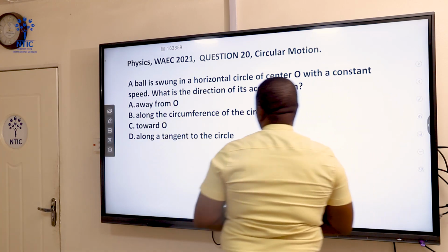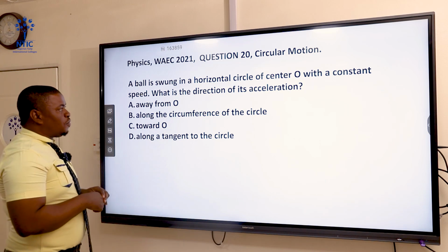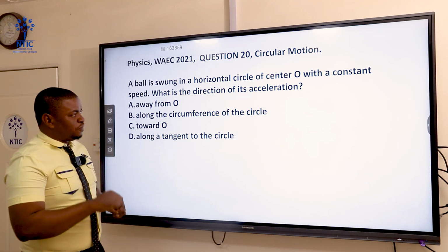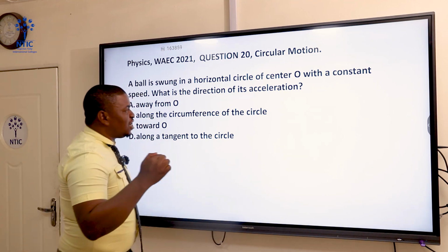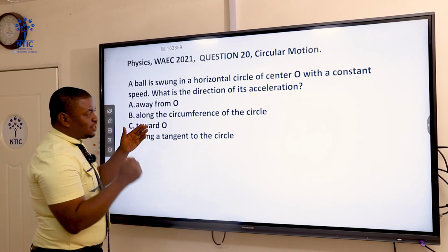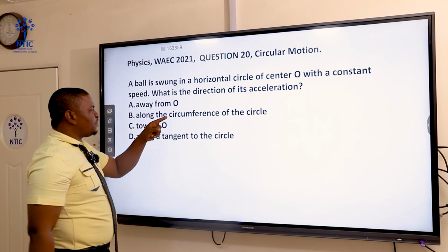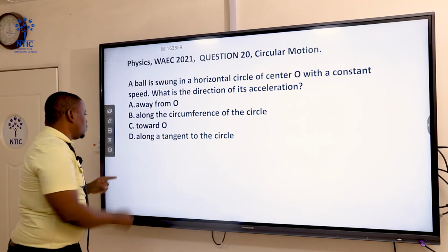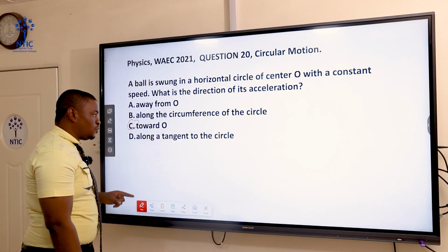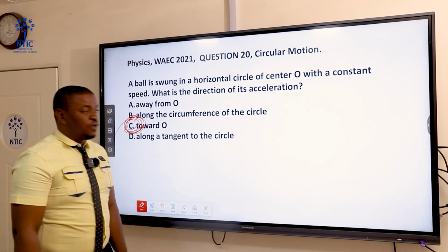Next. A ball is swung in a circle of center O with a constant speed. What is the direction of its acceleration? There is what we call centripetal acceleration. The centripetal acceleration of a body undergoing circular motion is always directed towards the center of the circle. Away from O? No, it's always inside. Along the circumference? No. C, towards O, correct. So the right option here is option C. The centripetal acceleration is always towards the center of a circle.